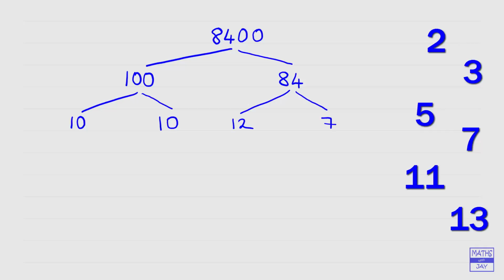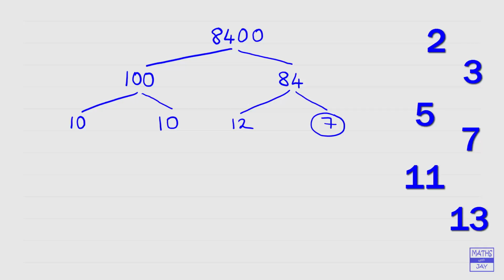And this time we've actually hit upon one of our prime numbers. So that means that can't be broken down any further. 7 can only be written as 1 times 7. There are no other factors of 7 other than 1 and 7. So let's put a circle around the 7 to indicate that we've got one of our prime numbers and that isn't going to break down any further.